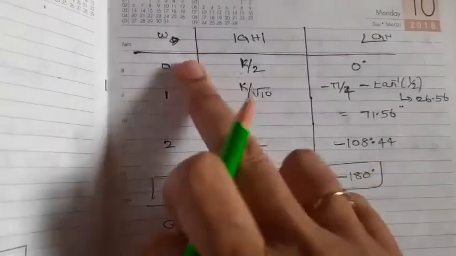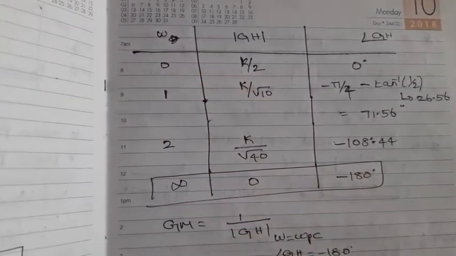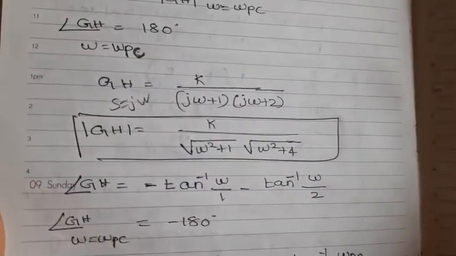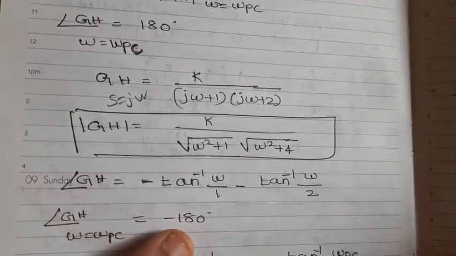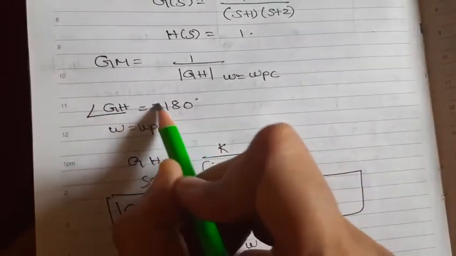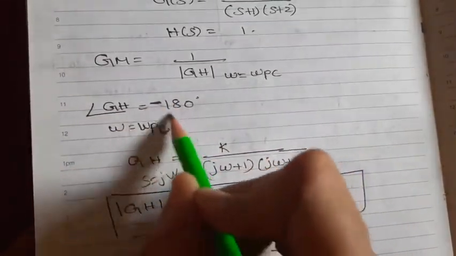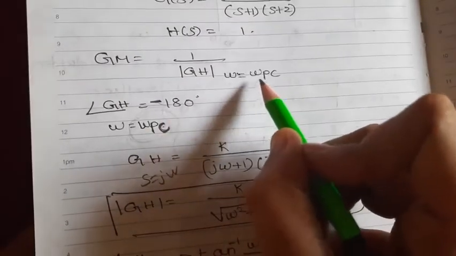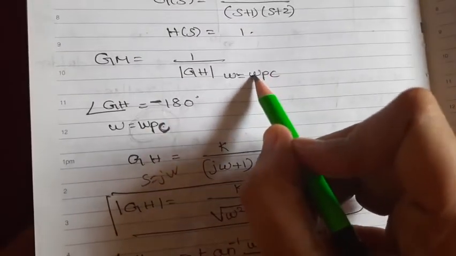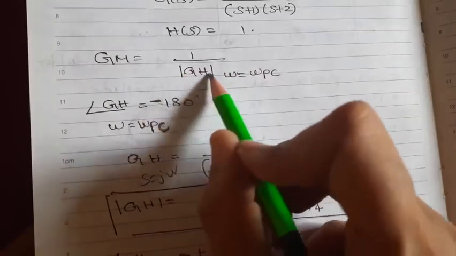Then substitute omega equal to infinity. From 0 to infinity we will substitute different values, two or three values in between. Why are we doing this? Because where the angle reaches minus 180 degrees, the omega value we can take as omega PC. Just substitute that omega PC value here and solve.